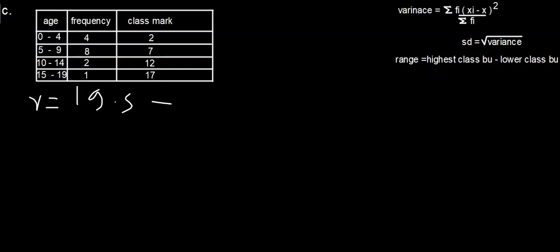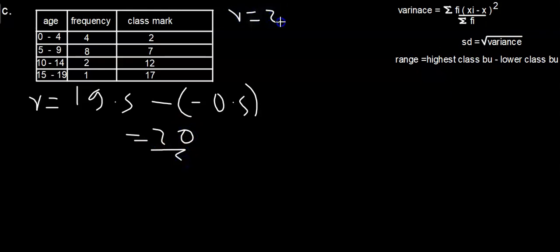When you subtract 0.5 from 0, it would be minus 0.5. So when you add 19.5 and 0.5, it will be 20. So 20 is my range. Let me just write that the range is 20.